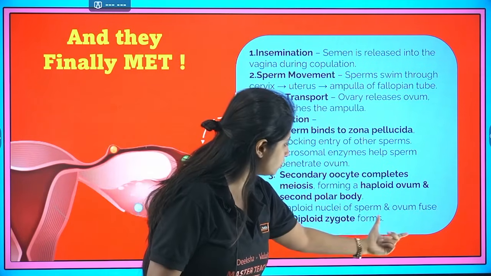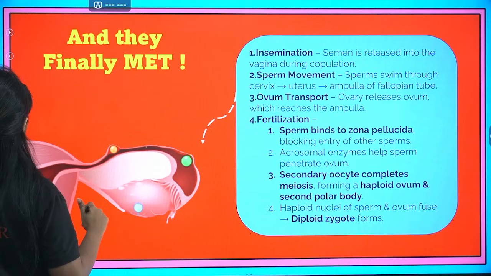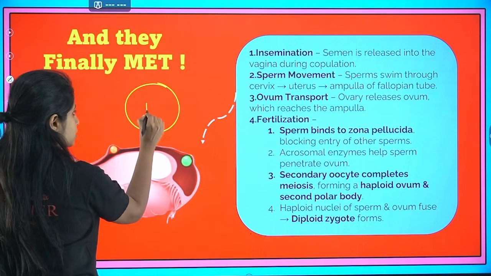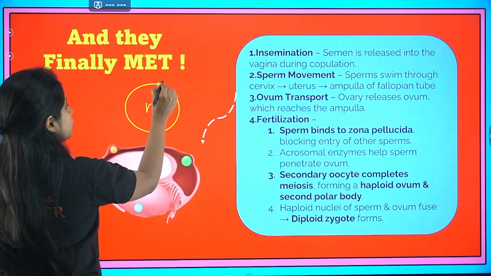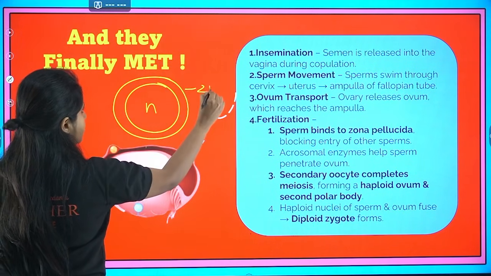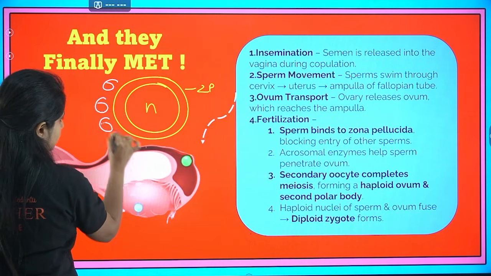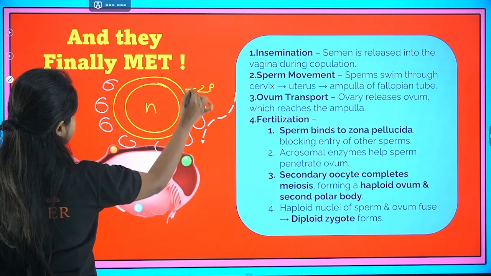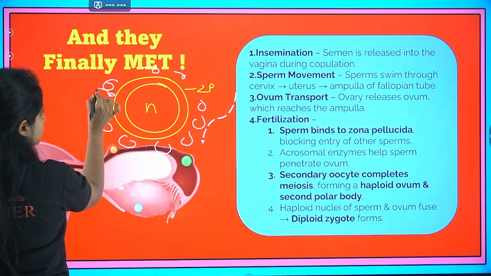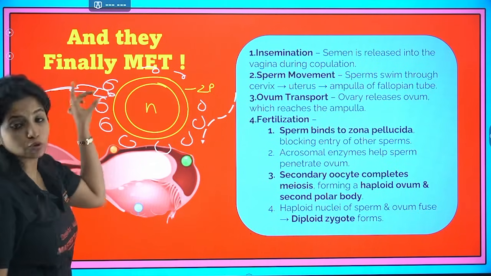Listen to me carefully. Over here, if you remember, you had the secondary oocyte. This was in haploid stage, right? You had the zona pellucida around it. And you also had one more very important thing, and that was what? Corona radiata. Agreed? What happened? The sperm came into the picture. This is the sperm. The sperm basically cleaved through the corona radiata and came up to the zona pellucida.